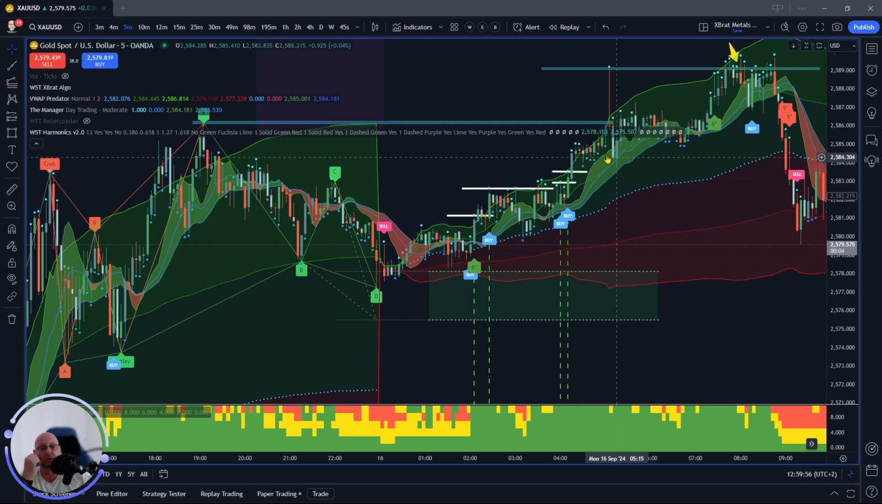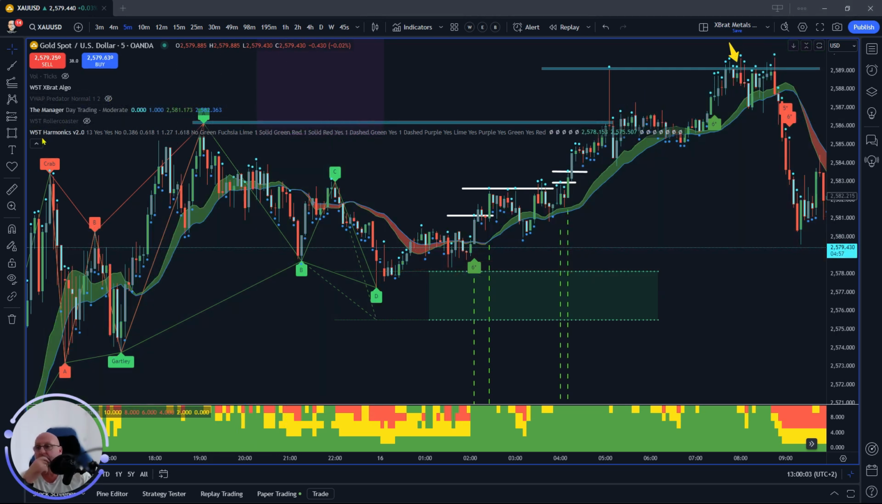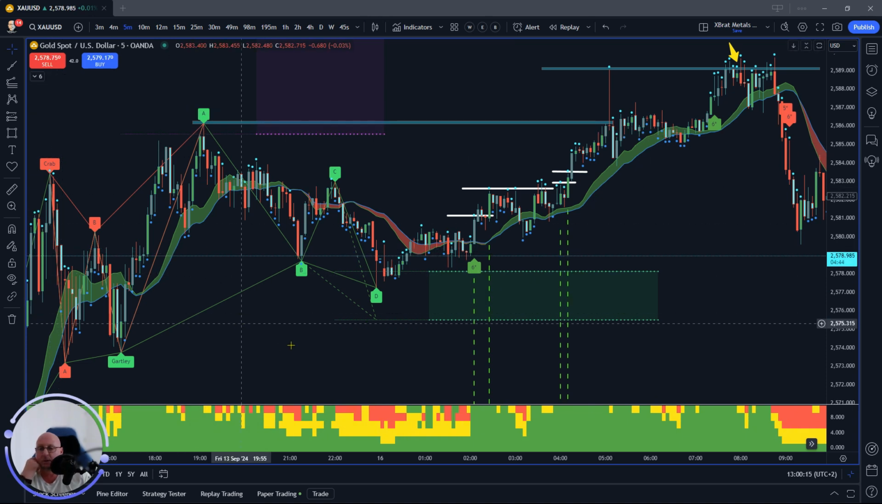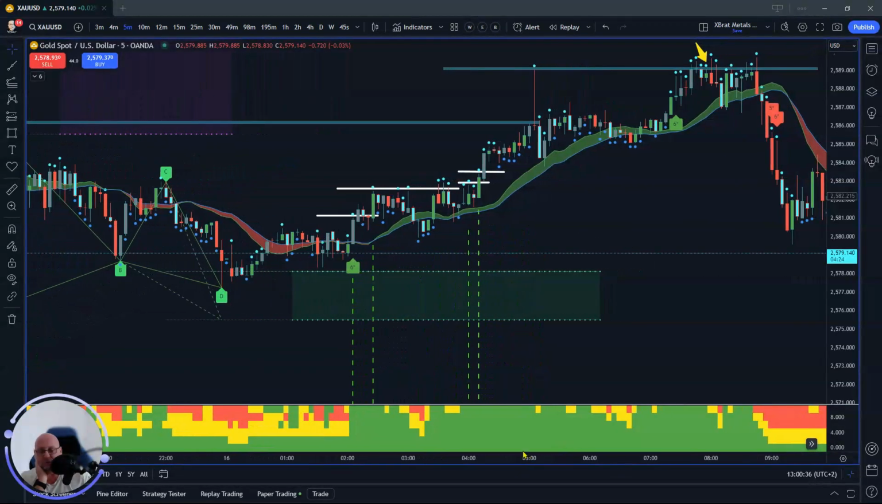Okay. So I'm just going to take that off a second. And just move this out of the way, just bear with me. Okay, so I've just cleaned the chart up a little bit just to show you now how we manage this trade. So we're going to be using the manager. So there is a manager ribbon here. Okay, as long as it remains green, you can stay in, and that's the more conservative type of approach.